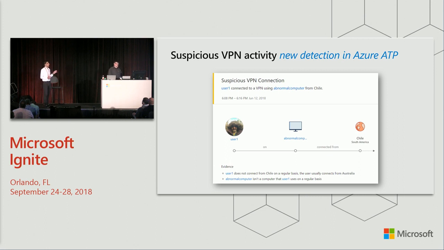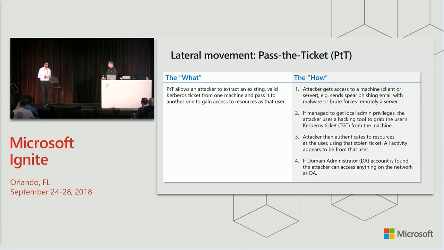So VPN activity, we added this detection. It is achieved by integrating VPN activity into Azure ATP, and this shows you the very unique way of moving from the cloud into the on-premises network using the VPN. This is a very unique place that you really do want to monitor for detections, and you can achieve this now with Azure ATP.